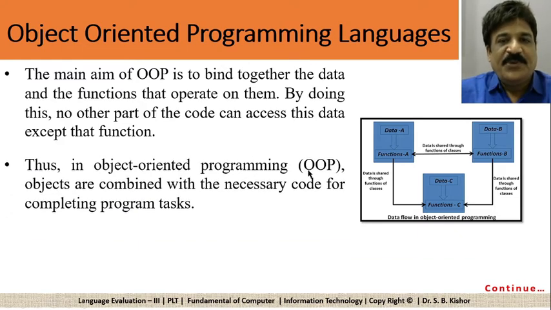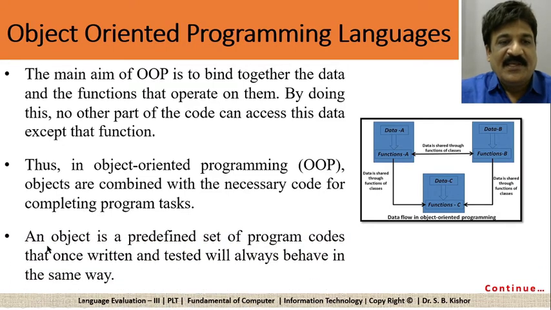Thus, in object-oriented programming, objects are combined with the necessary code for completing a given task. An object is a predefined set of program code that, once written and tested, will always behave in the same way. See what we have done. We have created one rectangular class, and we can create n number of objects of that.